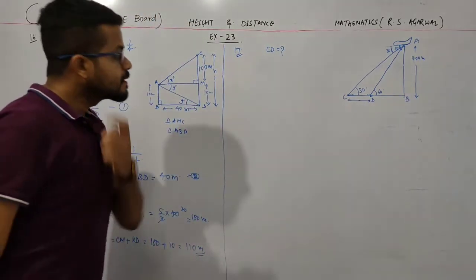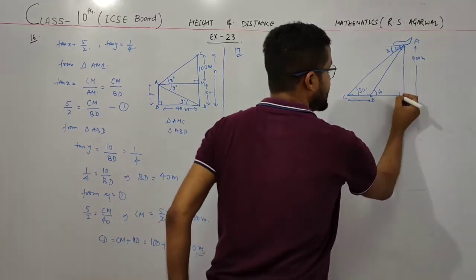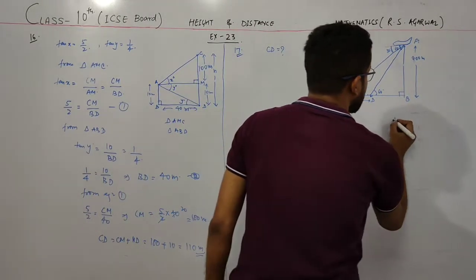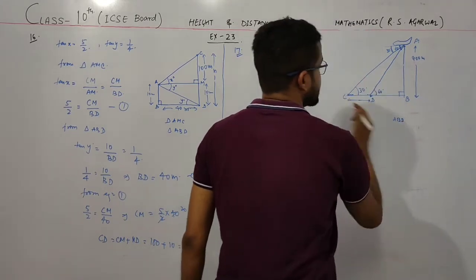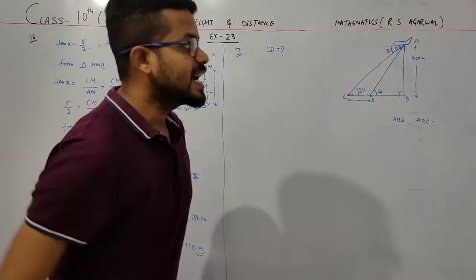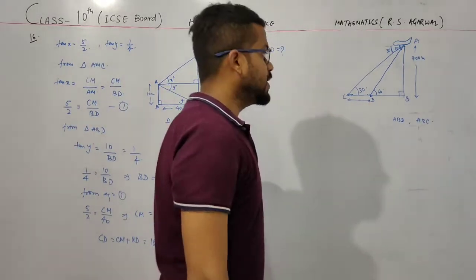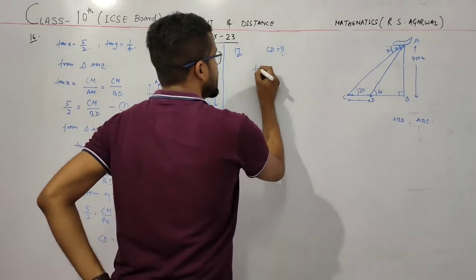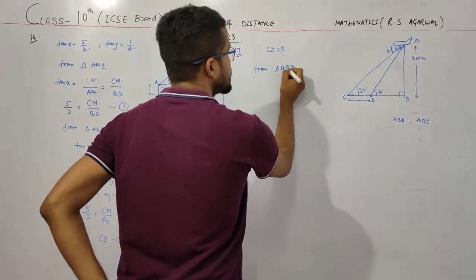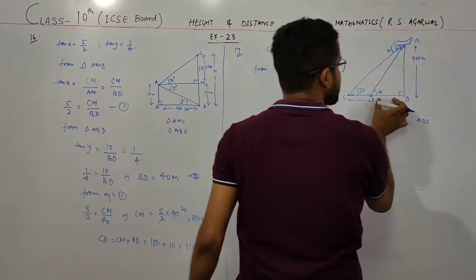Okay, so here again, there are two right angle triangles. One is ABD and the other is ABC. We have to solve both of these right angle triangles, and after that we easily get this value. Firstly I am taking triangle ABD. From triangle ABD, this is the height and this is the base.